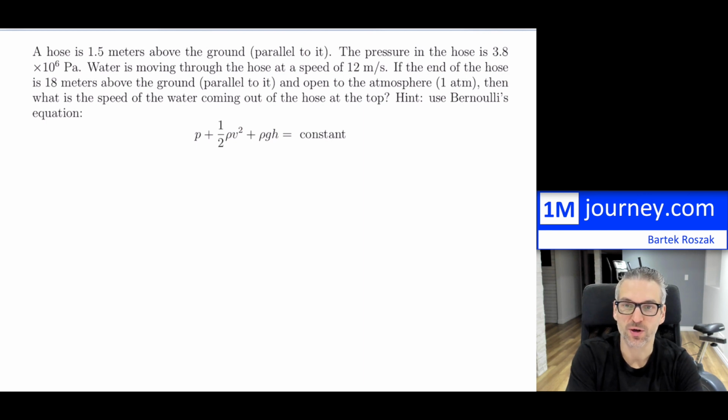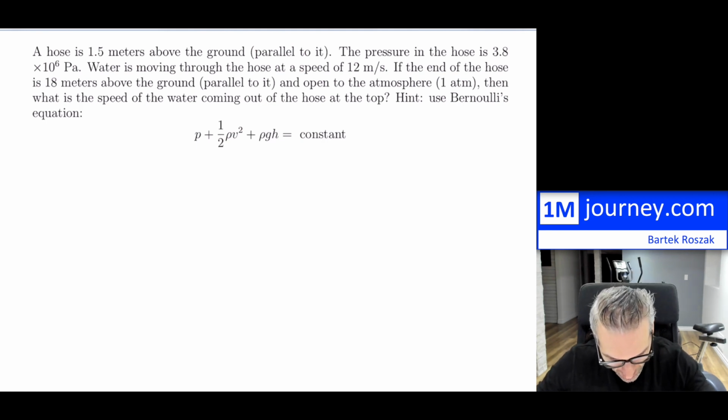Water is moving through the hose at a speed of 12 meters per second. If the end of the hose is 18 meters above the ground and open to the atmosphere, so that means the pressure is 1 atm, as they tell us, then what is the speed of the water coming out of the hose at the top? And the hint: use Bernoulli's equation.